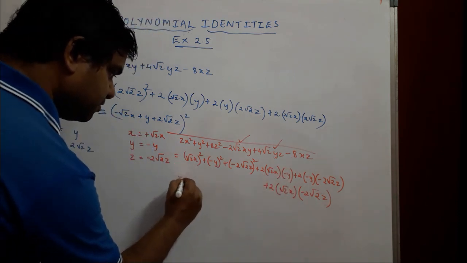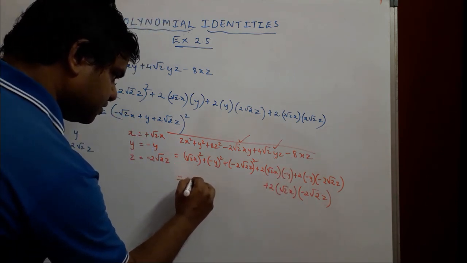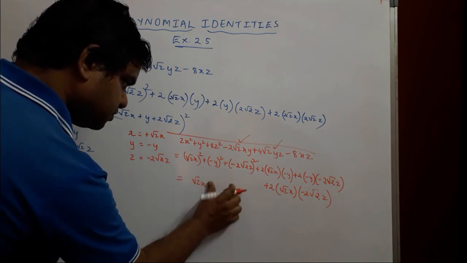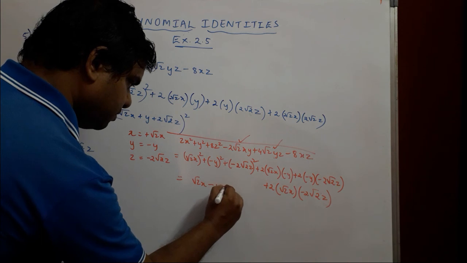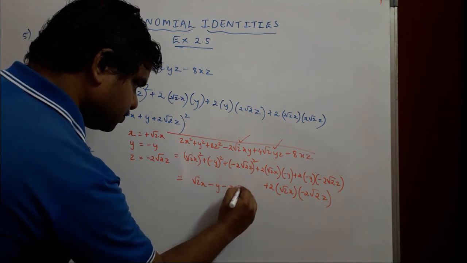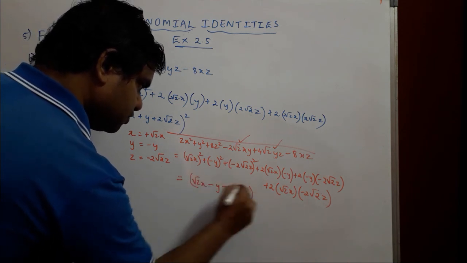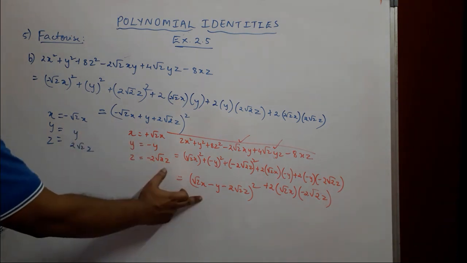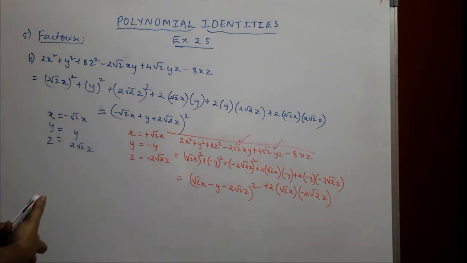So this will come down as root 2x minus y minus 2 root 2 z whole square. Okay, so it's the same as the previous problem that we solved, and they are the same either way. Fine. I hope you have understood how we have solved or factorized such polynomials.